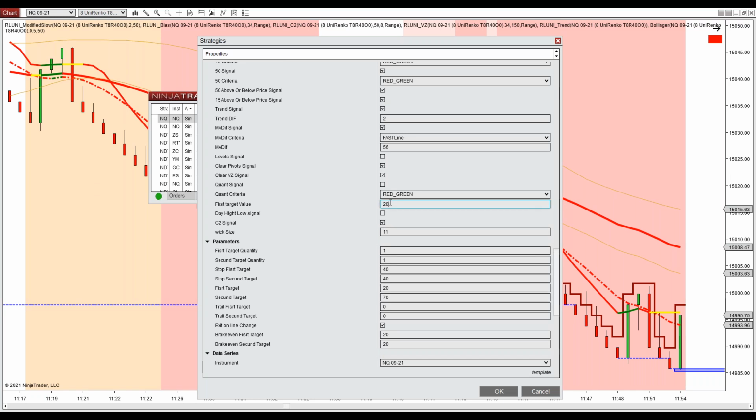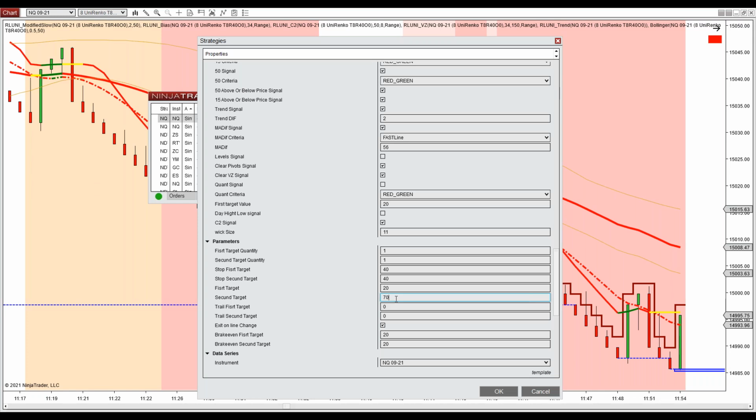Now that first target value was 20, but let me show you the strategy. Here's your first target, 1 contract. Second target, 1 contract. Initial stop is 40 ticks on both. First target is 20. Now I set a very conservative second target. I set it at 70.